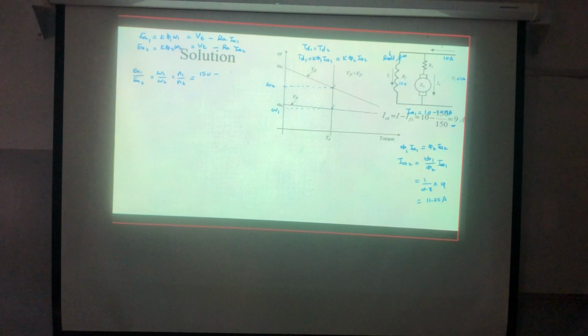Phi is not constant. So this will be phi 1 omega 1 over phi 2 omega 2.